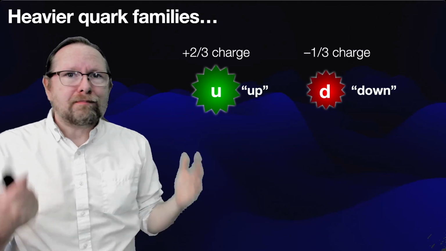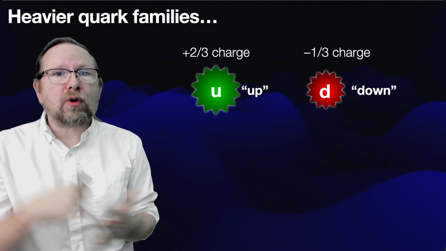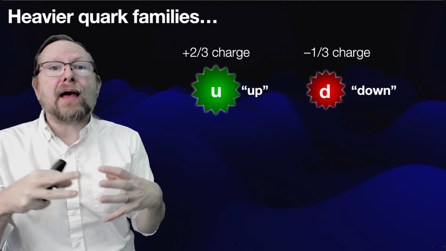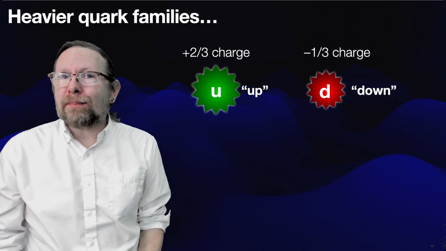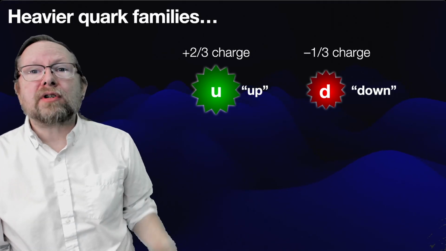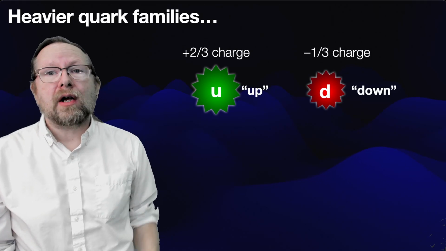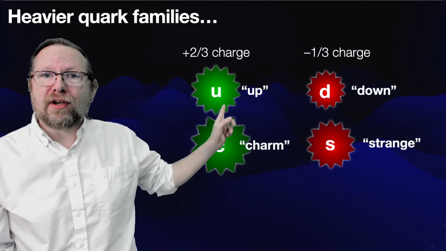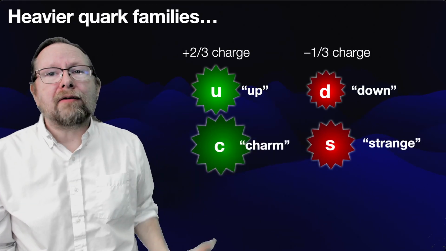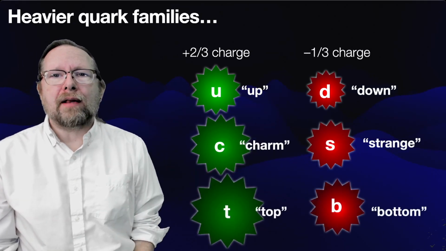As we banged more and more particles together with more and more energy in our particle accelerators, we made heavier and heavier and heavier particles that could not be explained with up and down quarks alone. So we discovered that there are heavier families of quarks. There are the charm quark and the strange quark, which are just heavier versions of the up and the down. And finally, there are the top quark and the bottom quark.